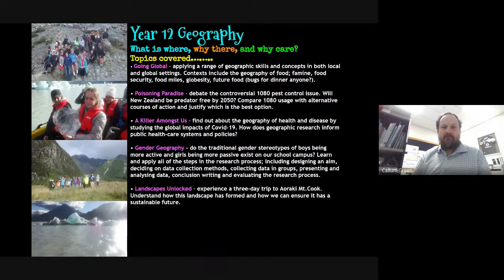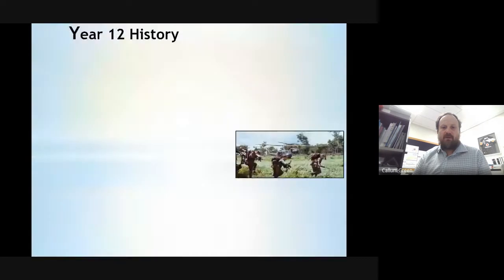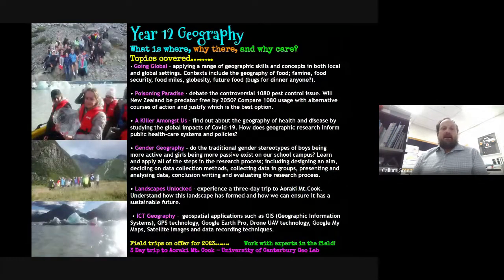Year 12 geography. In terms of Year 12 geography, there's Going Global, so looking at skills to look at global contexts; Poisoning Paradise, the debate of 1080; looking at COVID and how that's been a world global topic; and Gender Geography, and that's the research, looking at how gender stereotypes are used in a certain way by different genders. Landscapes Unlocked, that's looking at Aoraki Mount Cook in the South Island High Country, and that ties in with a 3-day field trip to Mount Cook. And also, as usual, looking at GIS and ICT geography.